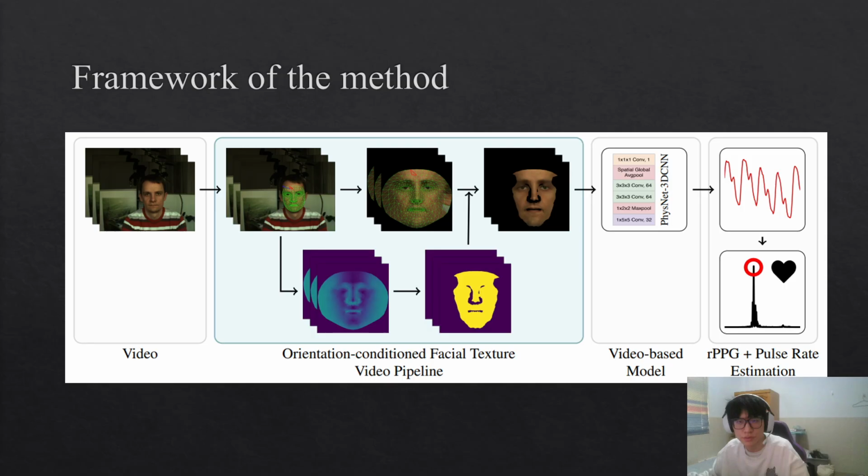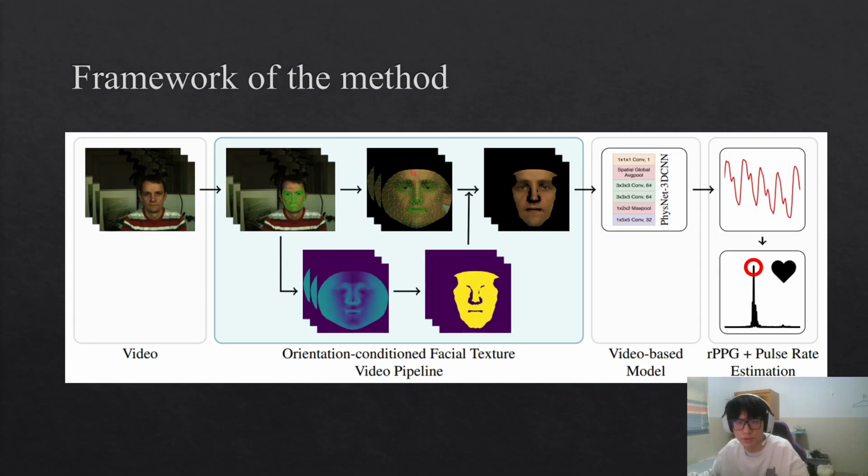The first stage performs orientation condition visual texture mapping, transforming the regular video frames into a specialized representation that accounts for the three-dimensional orientation of the face. This transformation helps maintain signal clarity even when the subject moves.